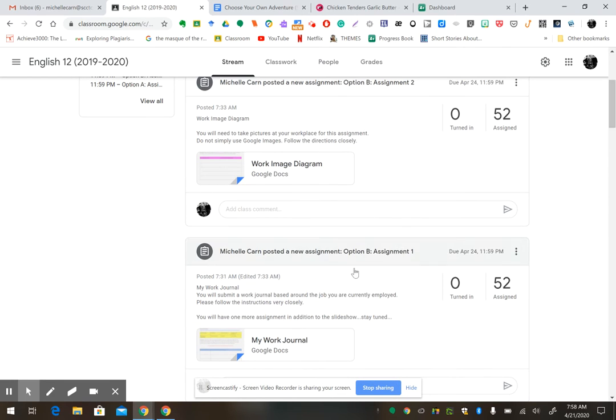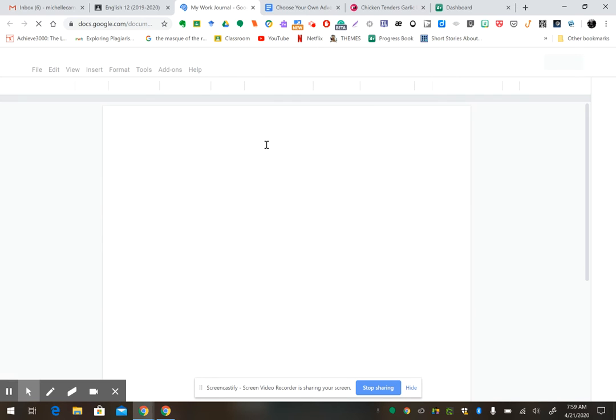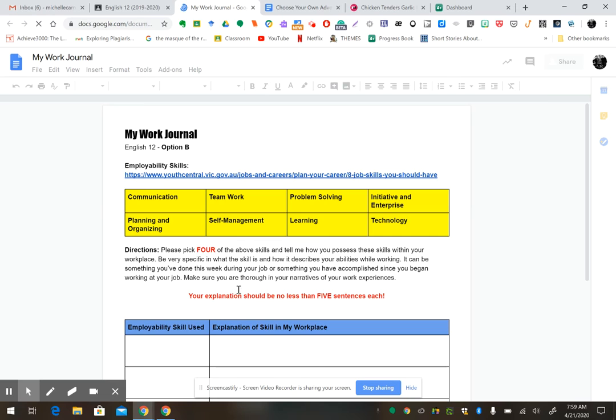For option B, assignment one, you're going to keep a work journal. In this work journal, I have listed 8 different skills, and you're going to pick 4 skills that you utilize at your job and then explain to me in paragraph form how you utilize those skills. There's detailed information on there. Make sure you follow the instructions. I'll open it since you've never seen this before.